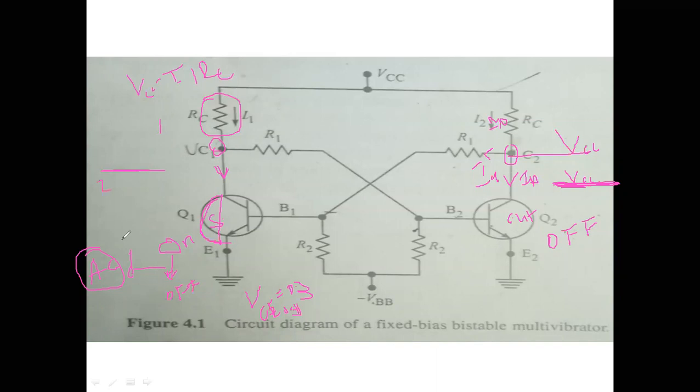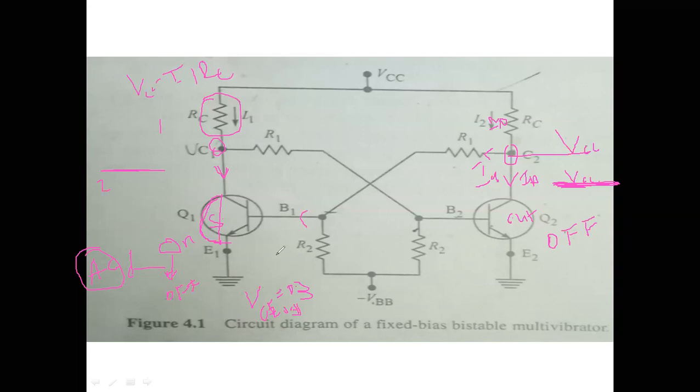So now we want to change the state. If we want to change the state, we have to apply the triggering pulse for the bistable multivibrator. As we know how a transistor moves from the on state to the off state or from the off state to the on state, the triggering pulse has to be applied to the base of the circuit.